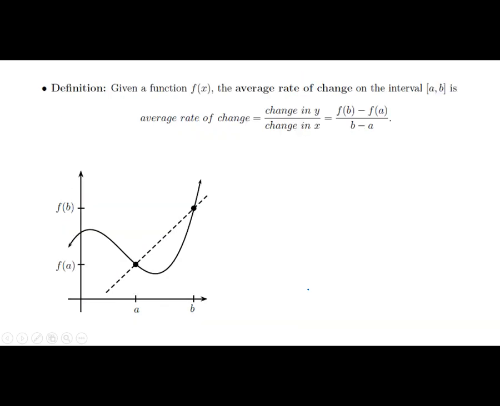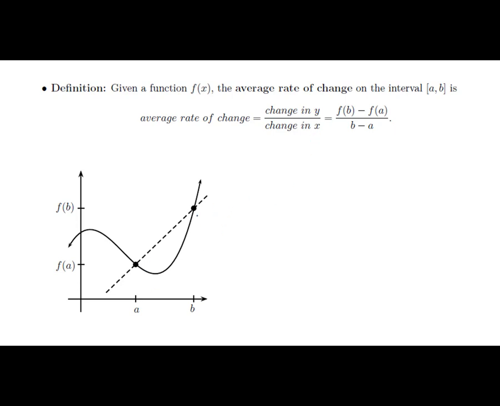On the next page we have our formal definition, but this should look familiar. We learned in our function notation that f of b and f of a are just the y values of the function at x equals b and x equals a. So this is taking the difference in y values, just like I did on the previous page, and dividing it by the difference in x values. Or to put it in words, it's the change in y over the change in x.